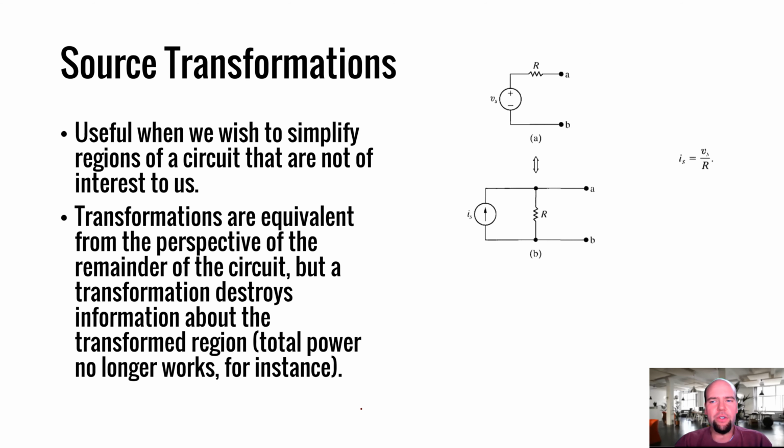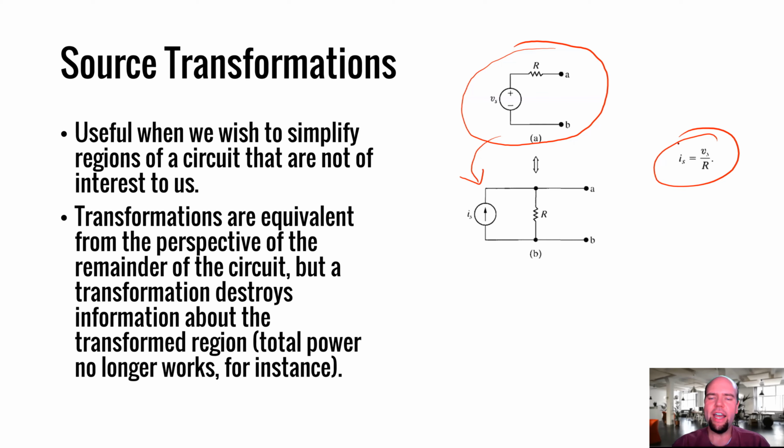So the first way to do that is source transformation. Source transformations are a way to convert a source and a resistor into an equivalent of a different source. Anytime in a circuit that you have a voltage supply in series with a resistor, it is possible to convert that into an equivalent current supply in parallel with a resistor. If we have a voltage supply Vs in series with resistor R, that is equivalent to a current supply Is, where Is is Vs divided by R, in parallel with the resistor R.